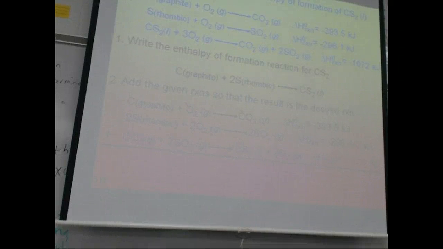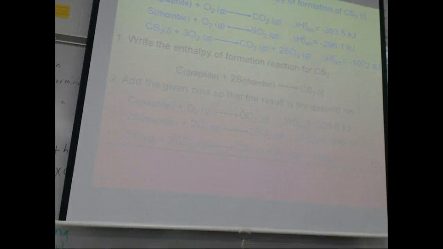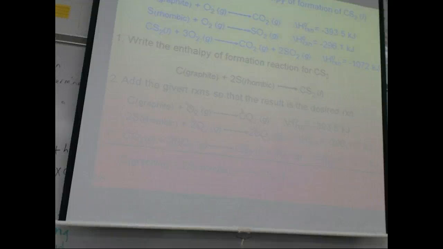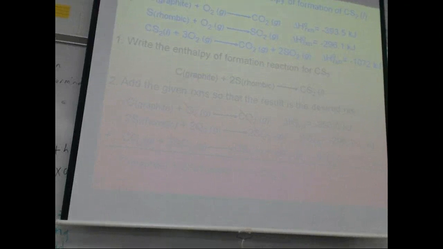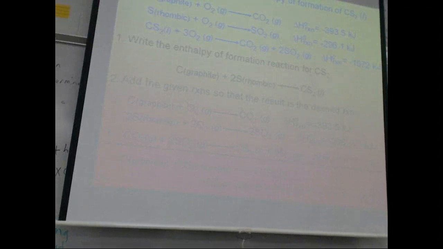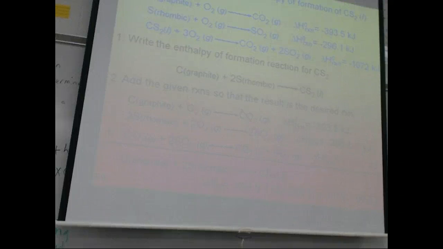CO2 cancels CO2, and 2SO2 cancels 2SO2. So when you add them up, I end up with this, which matches this. So now I can just add up my delta H's, and I get 86.3 kilojoules.